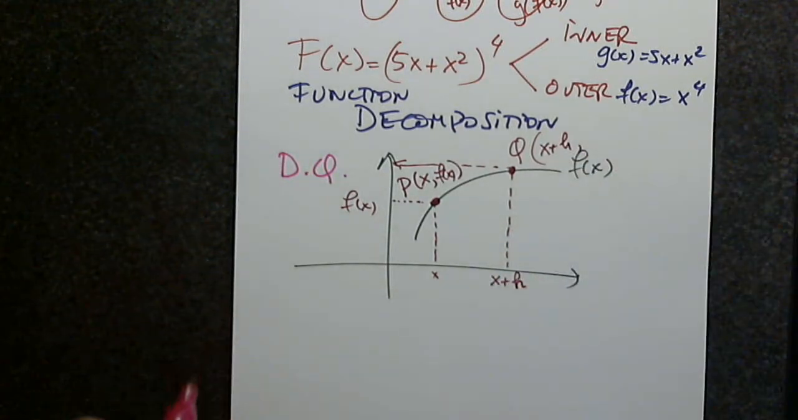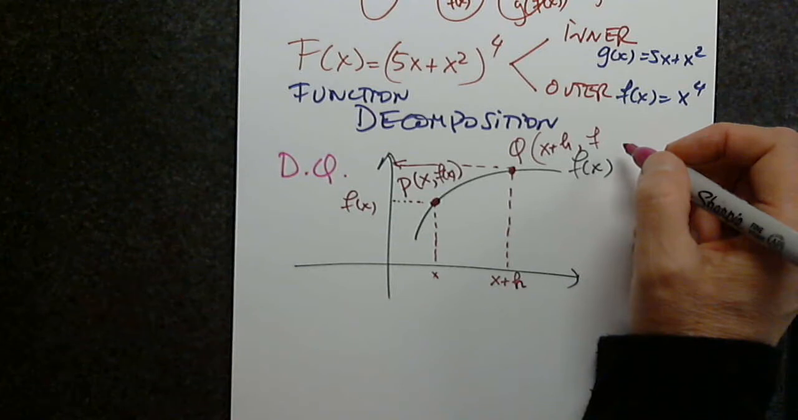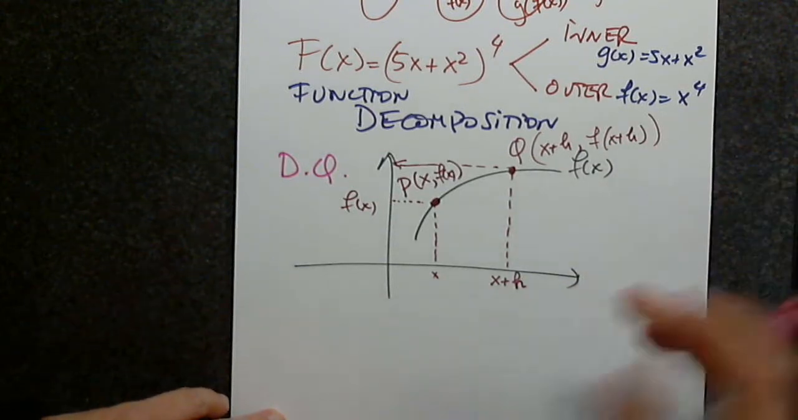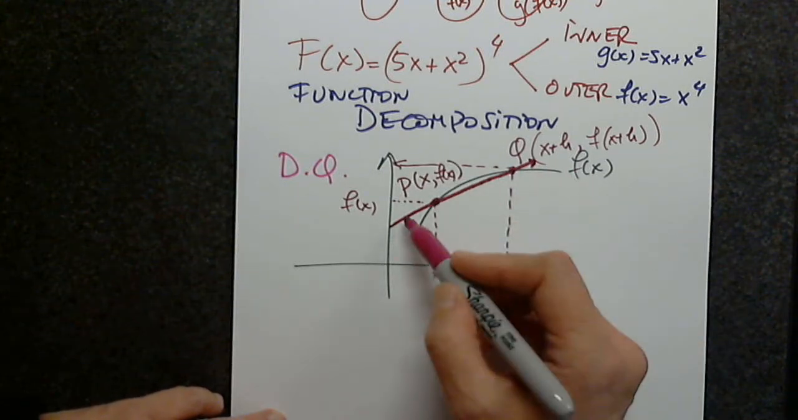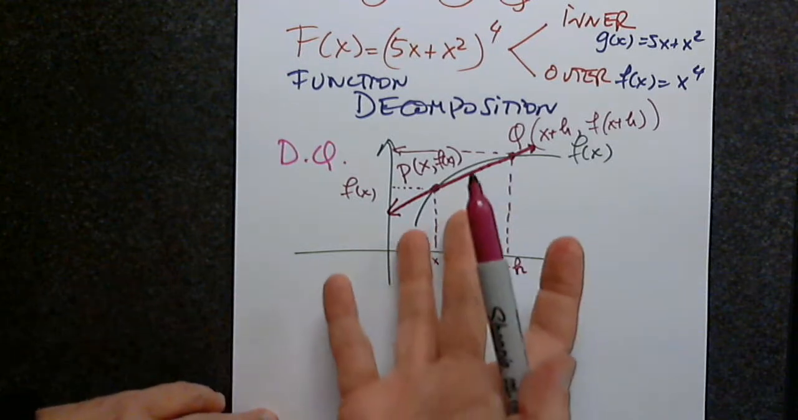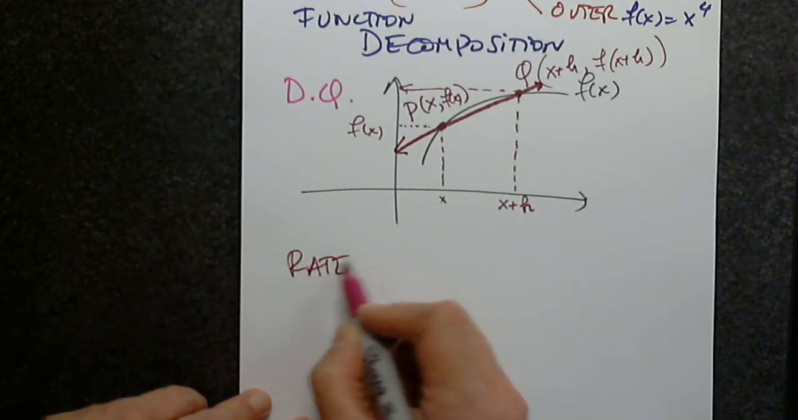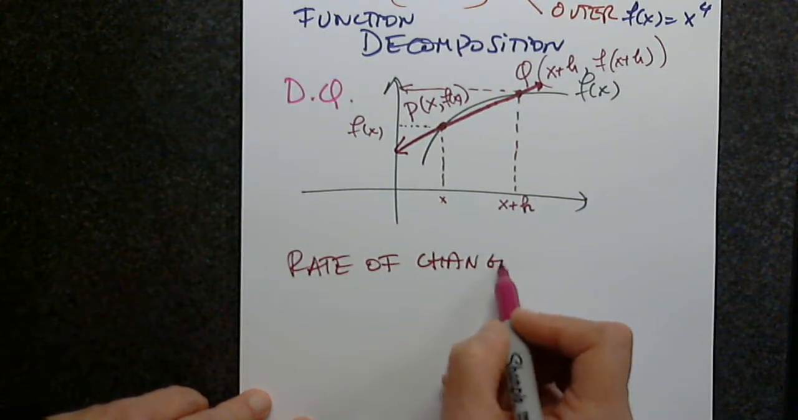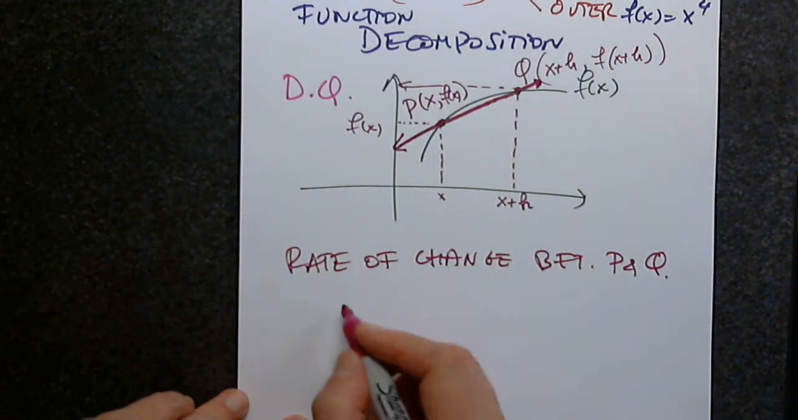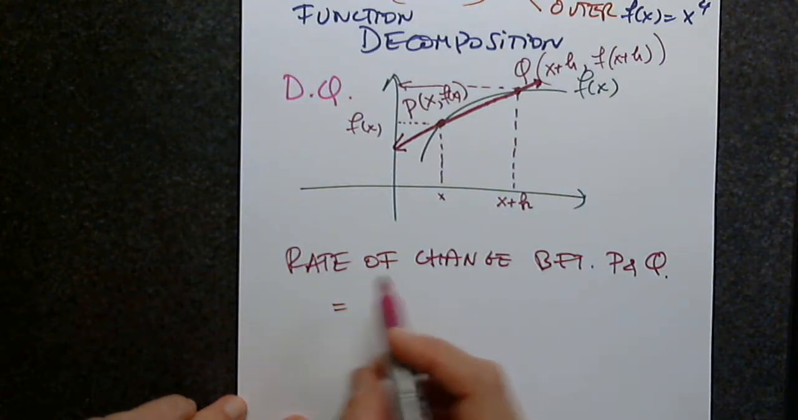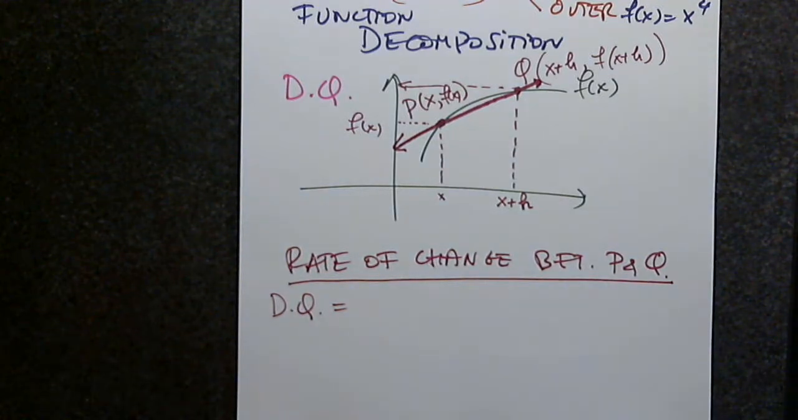x plus a little bit, comma, f of x plus a little bit. Indeed. Now I would like to determine the rate of change of this function between P and Q, which is the slope of this line, the secant line. Rate of change between P and Q, which is the slope, which is called the difference quotient, which represents the rate of change of this function between P and Q.